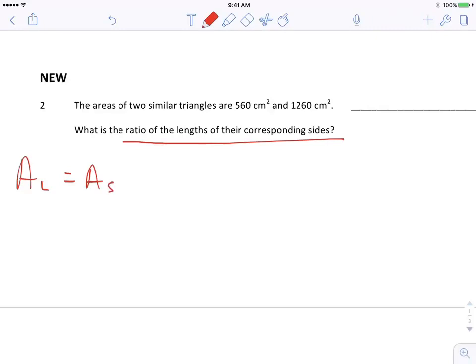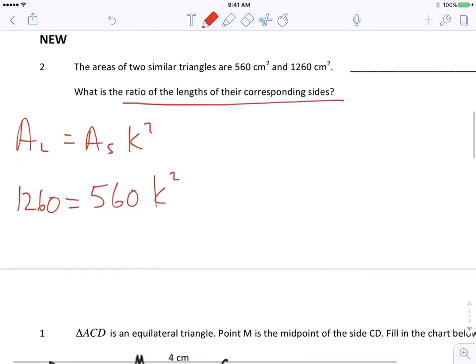Now, we remember, like I just explained to you, the area of the larger triangle is equal to the area of the smaller triangle times the scale factor squared. So the area of the larger one here, 1260 square centimeters, is equal to 560 times k squared. What we want to do is isolate k. So first step is to divide both sides by 560.